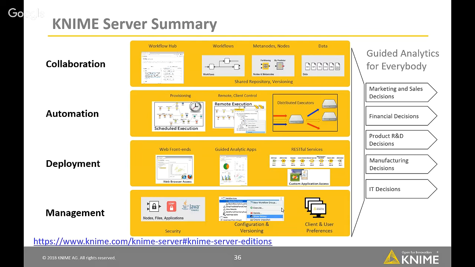So in summary, the KNIME server gives you the collaboration where you can share metanodes, data, workflows. You have the automation to automate those, schedule them, deploy those through applications, guided analytics applications, have the front end and help RESTful services, and of course the management to make sure that you provide access to the right people and to the right workflows.